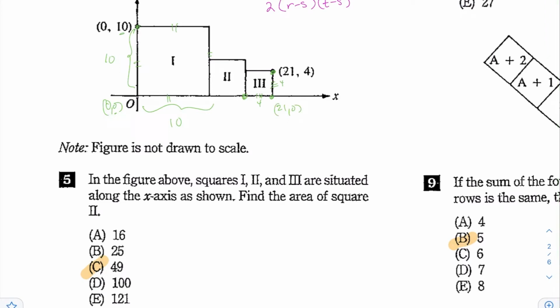So here you have a couple of squares. A square with a side of 10, a square with a side of 4, and you add them together, you get 14. That leaves 21 minus 14 for square 2, which is equal to 7. So that means that the middle square has a side of 7. To find the area of a square, you just have to do side squared, which is 7 squared, or 49, choice C.